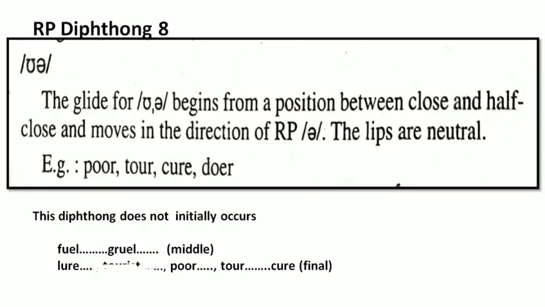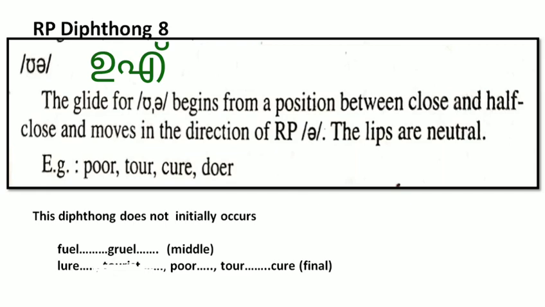Diphthong vowel number 8. The glide begins from a position between close and half close and moves in the direction of RP. The lips are neutral. Poor, tour, cure, door, likewise. This diphthong does not initially occur in English words.